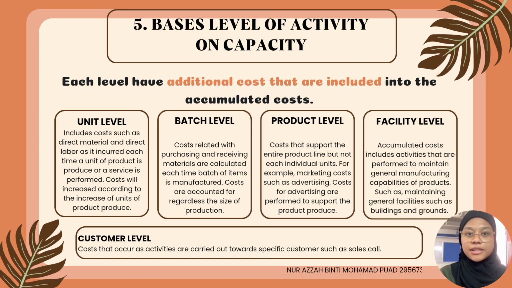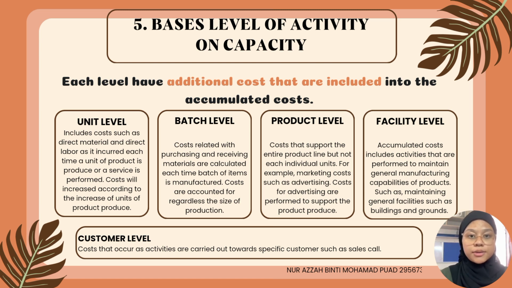Next, facility level activities count costs that are necessary for development and production to take place into their accumulated costs as this will maintain the general manufacturing capabilities of products. This involves activities that are carried out for an entire facility. For example, the cost of maintaining general facilities such as buildings and grounds are included in the cost when this level of activity is applied.